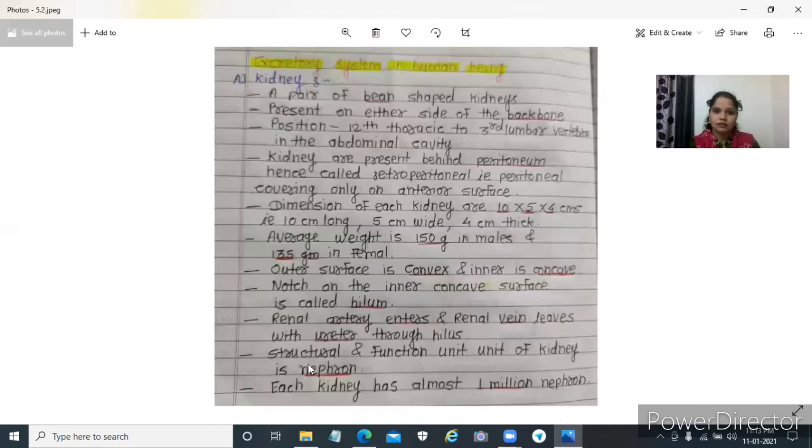Now the structural and functional unit of the kidney is nothing but a nephron. Structural and functional unit of kidney is a nephron. A question is asked on this very often. Which is the structural and functional unit of kidney? Now our answer is a nephron. And each kidney has 1 million nephrons.